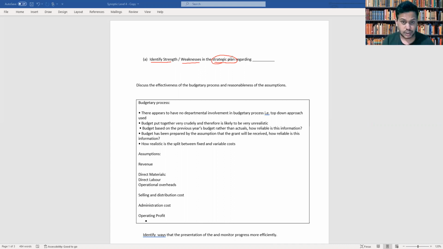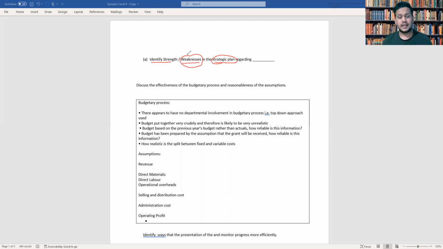Remember that if the question asks you about the strategic plan, that means it asks about the long-term plan, not the short term. So what can the business do in the long run? For example, if the question asks you for the weakness, you can say maybe there is not sufficient information in the planning, and that could create a problem in future.